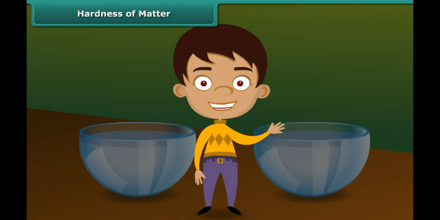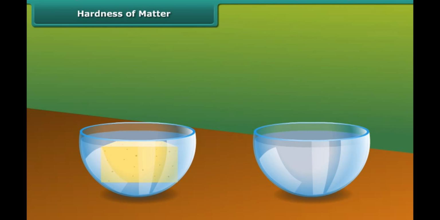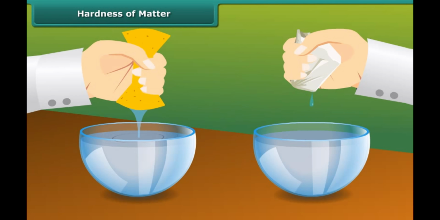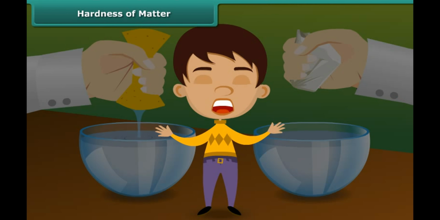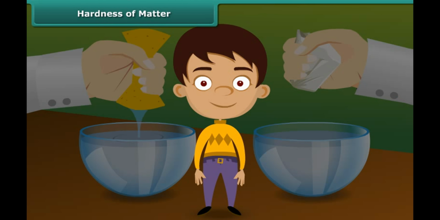Let us perform a small activity to understand the concept of hardness or softness of material. Take a sponge soaked in water. Now take a stone drenched in water. Try to squeeze both to remove water. Which of the two are you able to squeeze? Of course, sponge. Can you squeeze the stone?